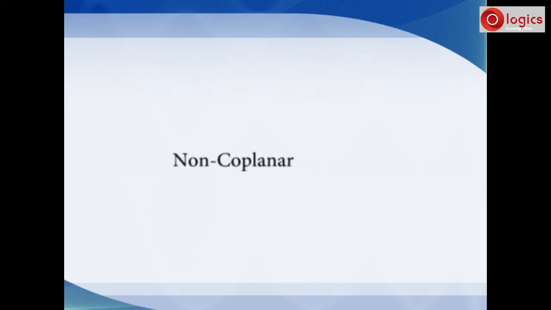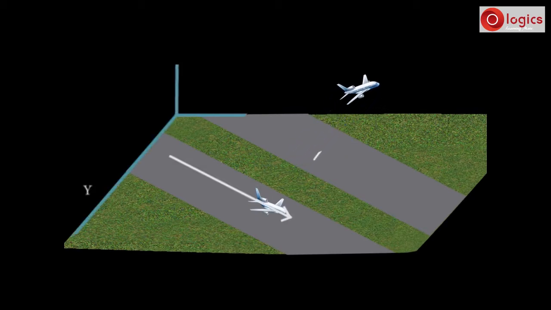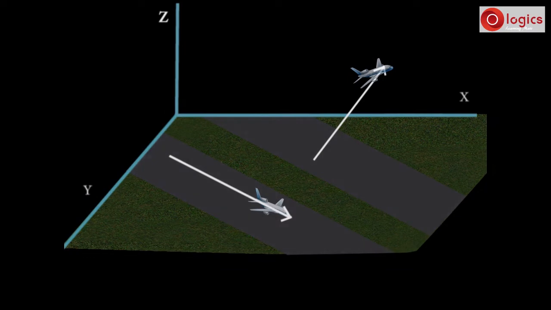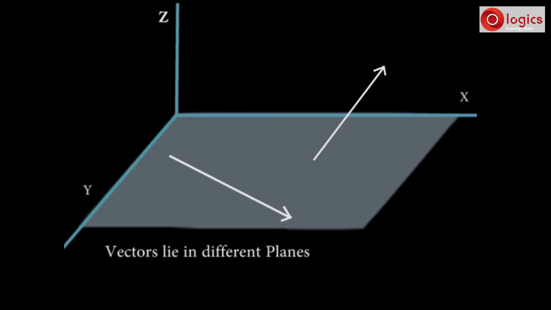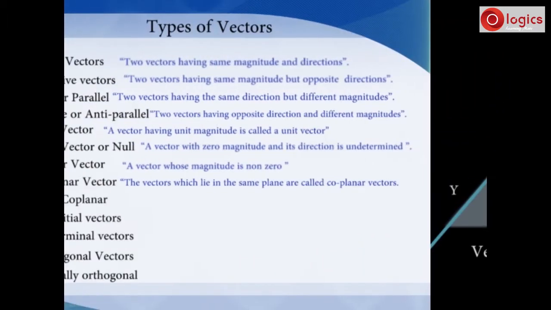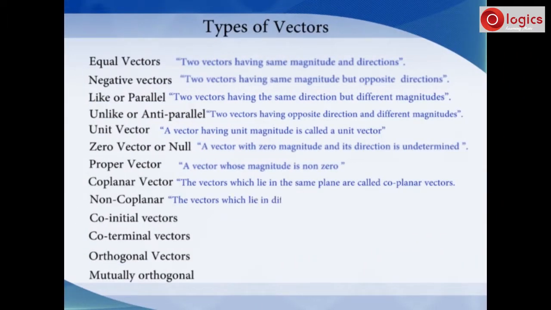Now, let us see what is non-coplanar vector. Let's say now, one flight is in takeoff. In this mode, the flight is not on the xy plane, and it is in a different plane. So, it is a non-coplanar vector. The vectors which lie in different planes are called non-coplanar vectors.